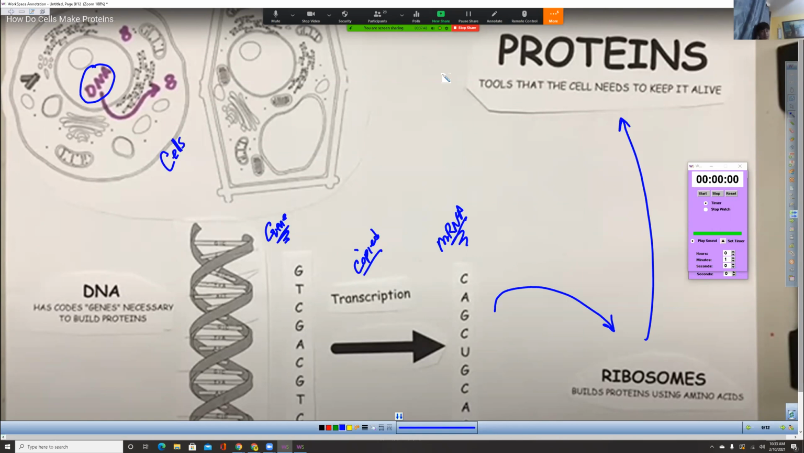Because ribosomes need mRNA to make protein. Yes, but why is transcription so important? Because then you wouldn't be able to copy DNA. Exactly. If you can't copy it, then the ribosomes won't be able to get to those instructions.